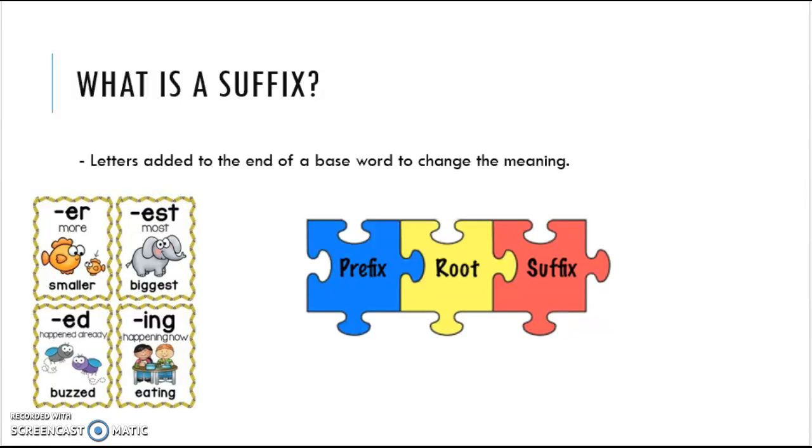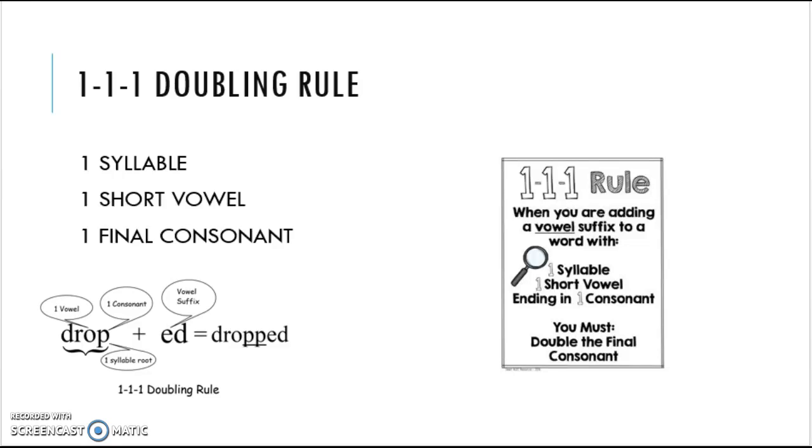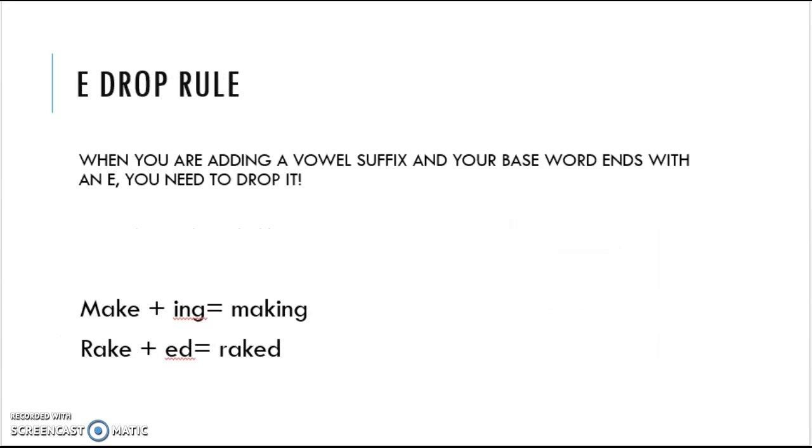However, when adding on a suffix, you have to make sure you follow the different rules in order to make sure your base word is ready. The first rule is the 1-1-1 doubling rule. When a word has one syllable, one short vowel, and one final consonant, you have to double the final consonant before adding on the suffix. For example, the word drop has one syllable, one short vowel, and one final consonant. So you have to double the P before adding on that ED.